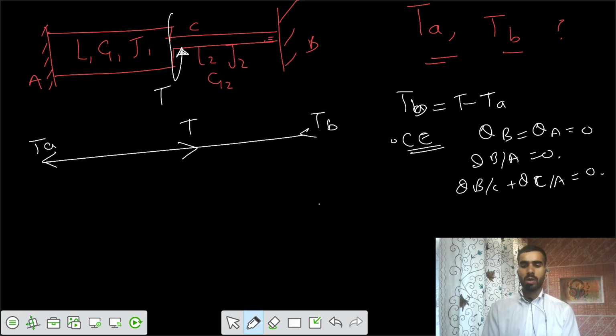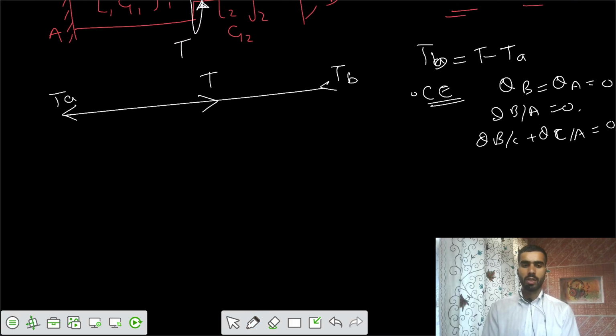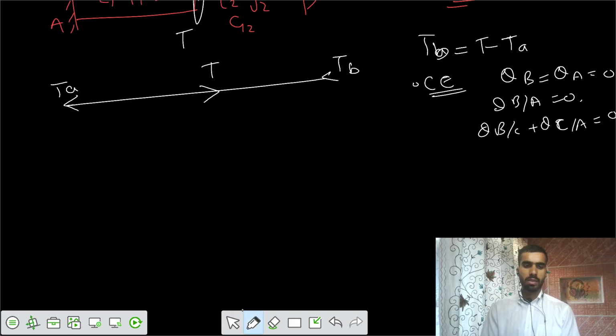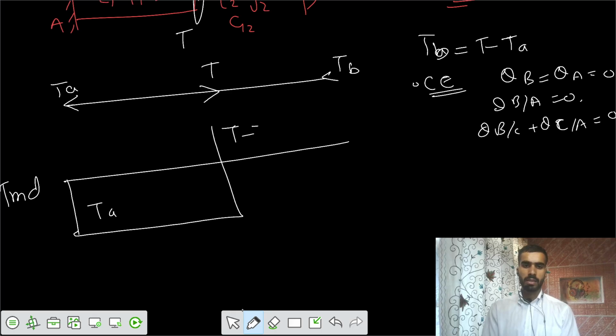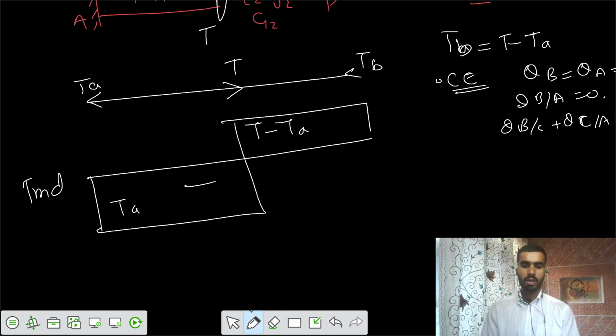So now let's go for the TMD. We have this value of TA, then after that it would go upwards, T minus TA. So this was your BMD or TMD. You got this one: negative, positive, negative, positive.